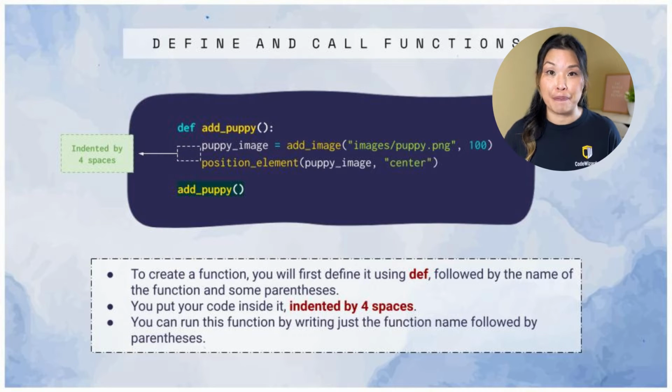It's called add_puppy. Now when we want to use this function, we're going to call the function. We're going to call the function by name. So we're going to say add_puppy(), open and close parentheses, and then it's going to execute those 2 lines of code inside of our add_puppy function definition. So when we call add_puppy, it's going to create a puppy_image variable and then position that puppy image in the center. So that's how you define a function and then call it.